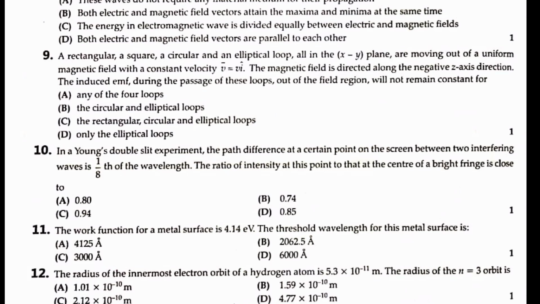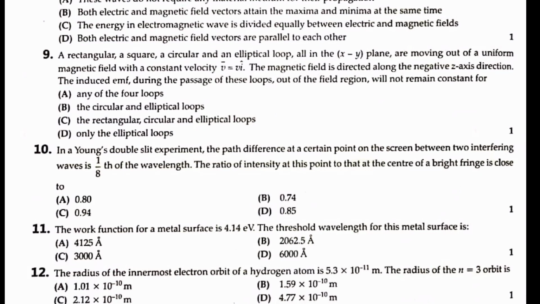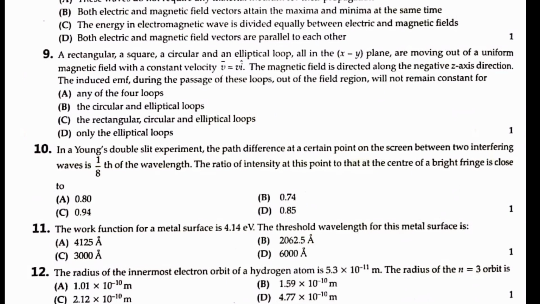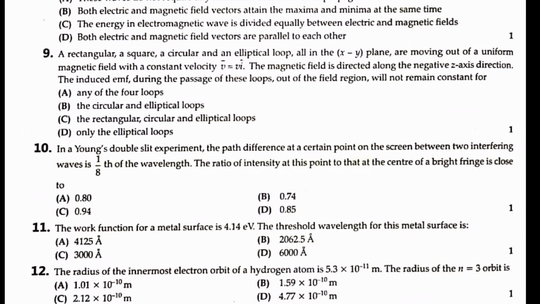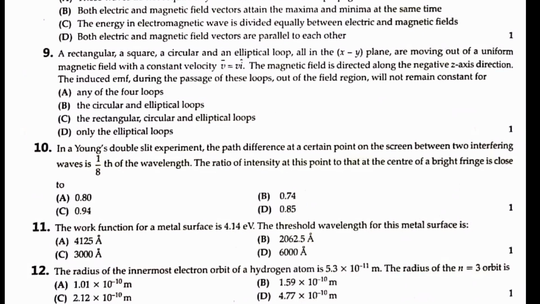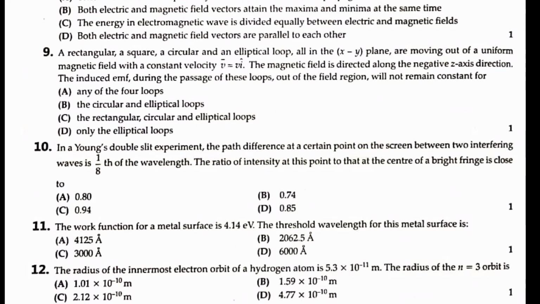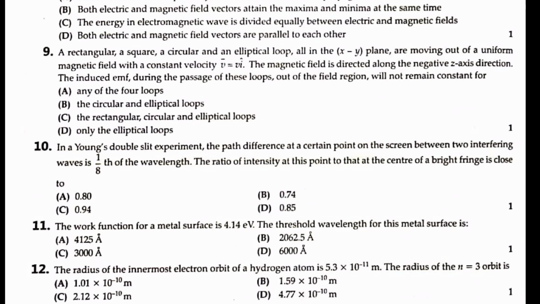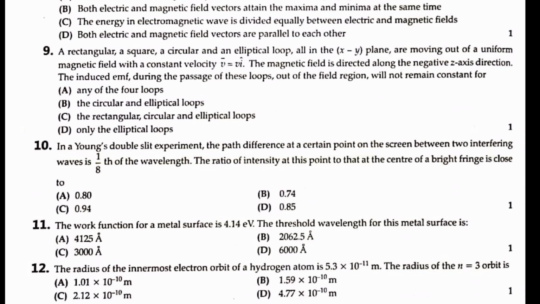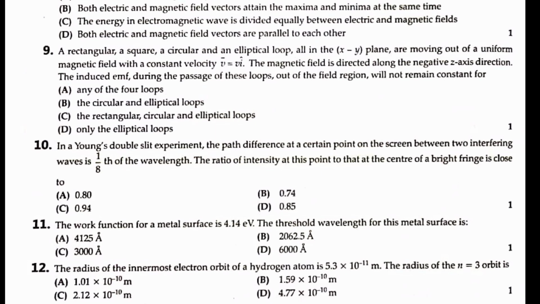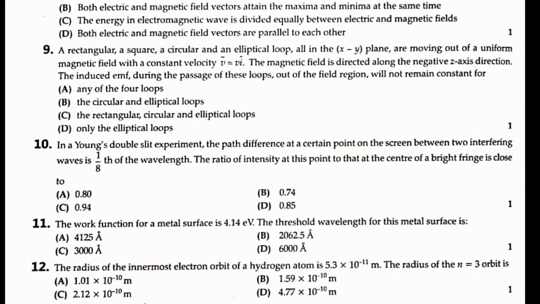So what is given here? In the case of a Young's double slit experiment, the path difference is given. That means the path difference is lambda by 8, that is 1/8 of the wavelength. Here we have to find the ratio of intensity at this point to that at the center of the bright fringe. So how can we find the ratio? We want to find I by I0.